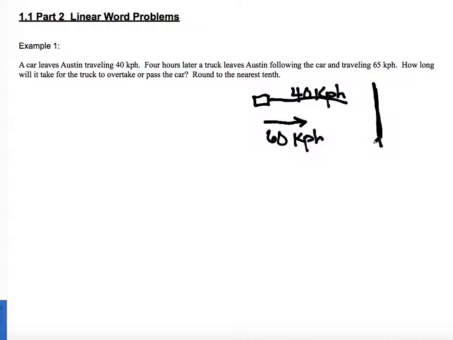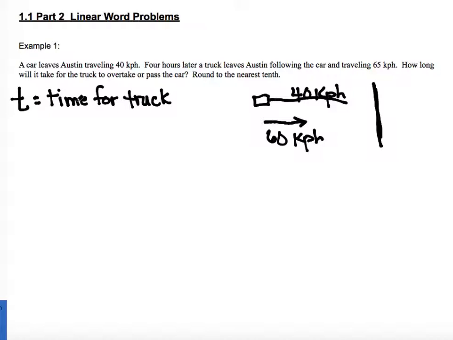So first thing you want to do is set up a variable. The question asks how long will it take for the truck to overtake or pass the car. So the variable I'm going to use is t, and t is going to represent the time for the truck.